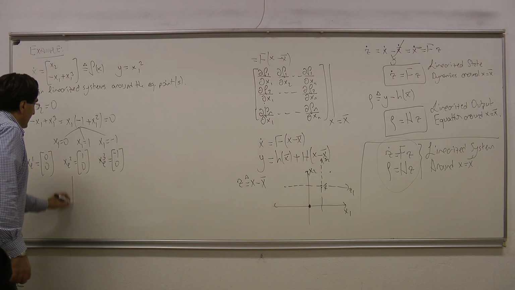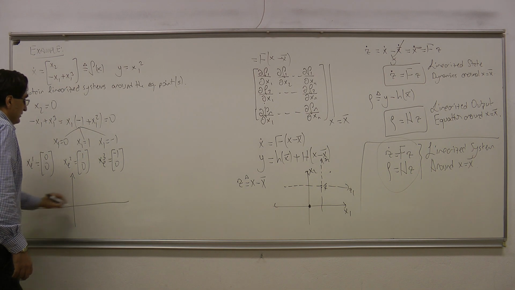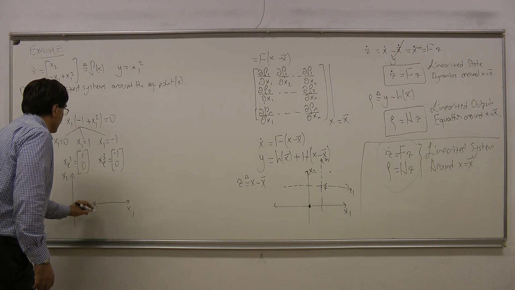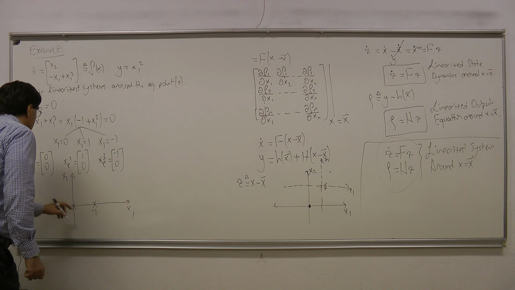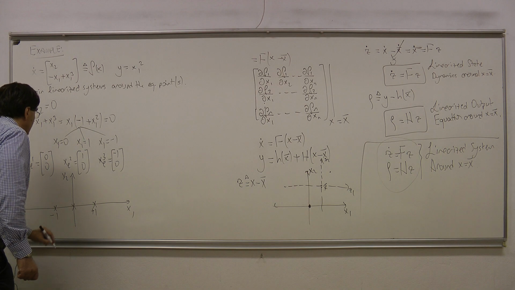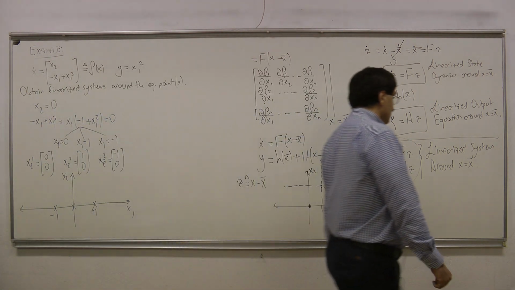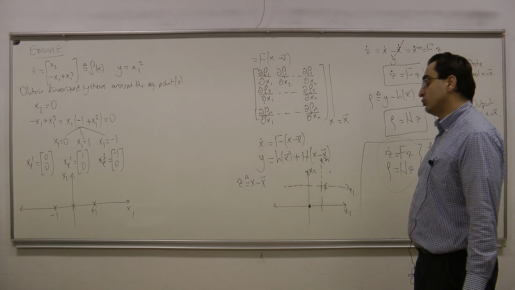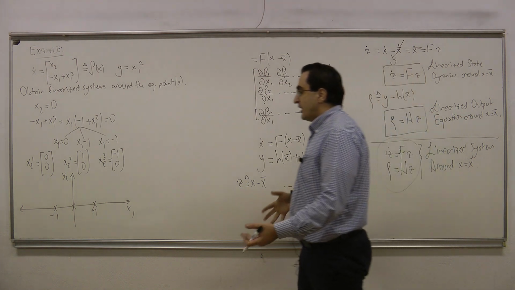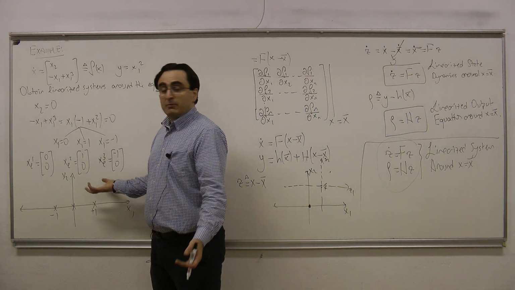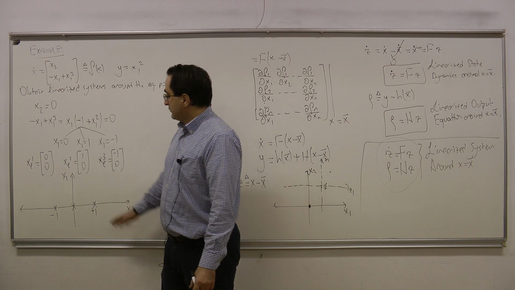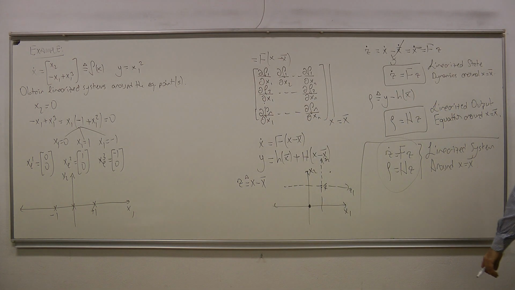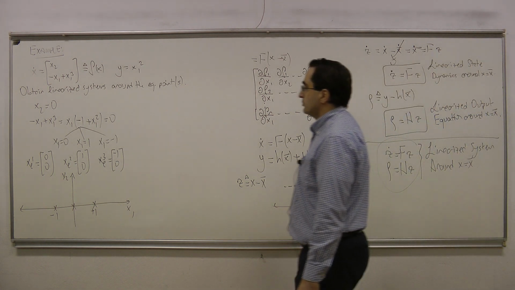So if I show these equilibrium points on the state space, then I would have an equilibrium point at the origin, an equilibrium point at the point, sorry, that's plus 1, and I would have another equilibrium point here. So the nonlinear system has three isolated equilibrium points, and the linear dynamics around each equilibrium point might be different. So we are required to calculate such linearized system approximations around each one of these equilibrium points.